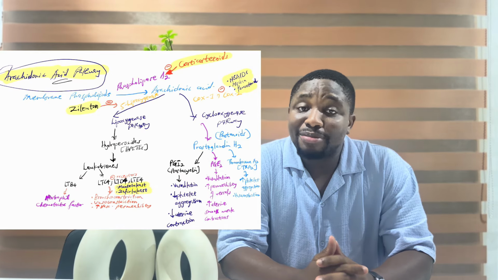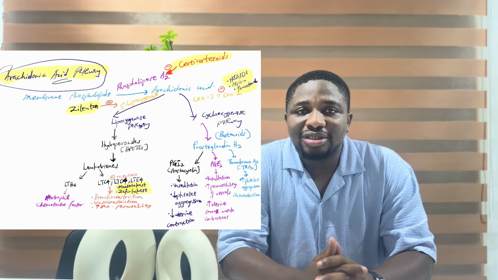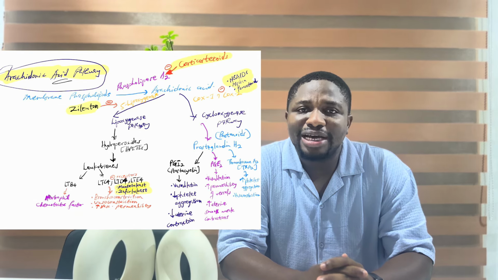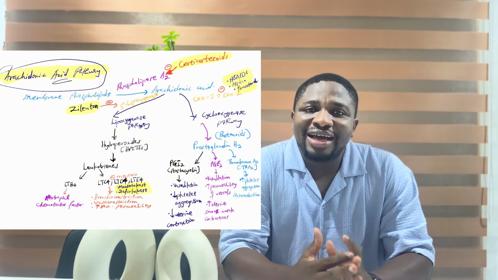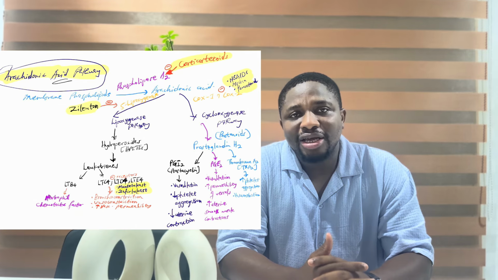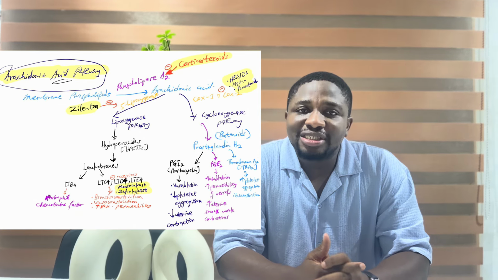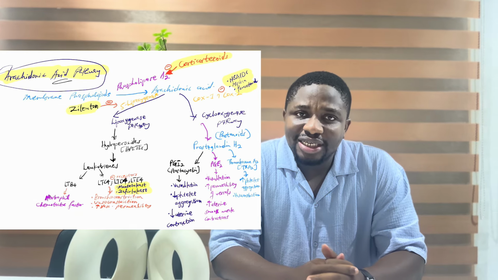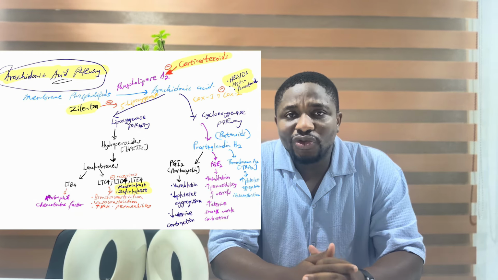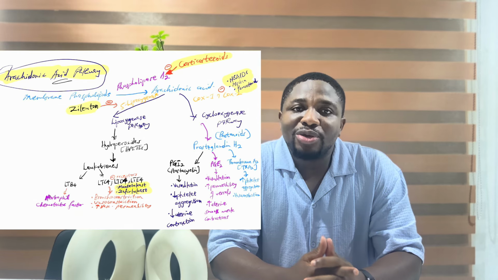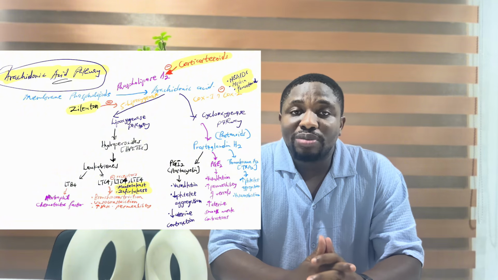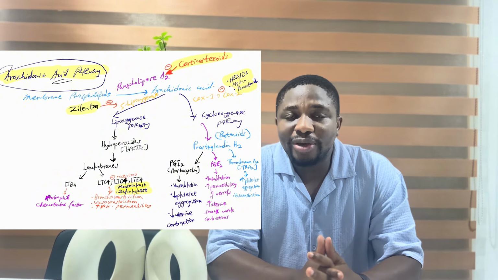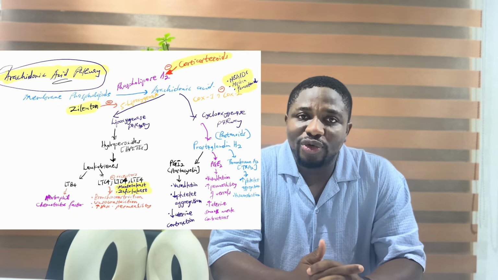The non-steroidal anti-inflammatory drugs by mechanism act on the cyclooxygenase pathway by blocking cyclooxygenase 1 and 2. If you look at the arachidonic pathway, where the membrane phospholipids are converted into arachidonic acid under the influence of the enzyme phospholipase A2, then from there you have the arachidonic acid diversifying into two pathways. We have the cyclooxygenase pathway and the lipooxygenase pathway.